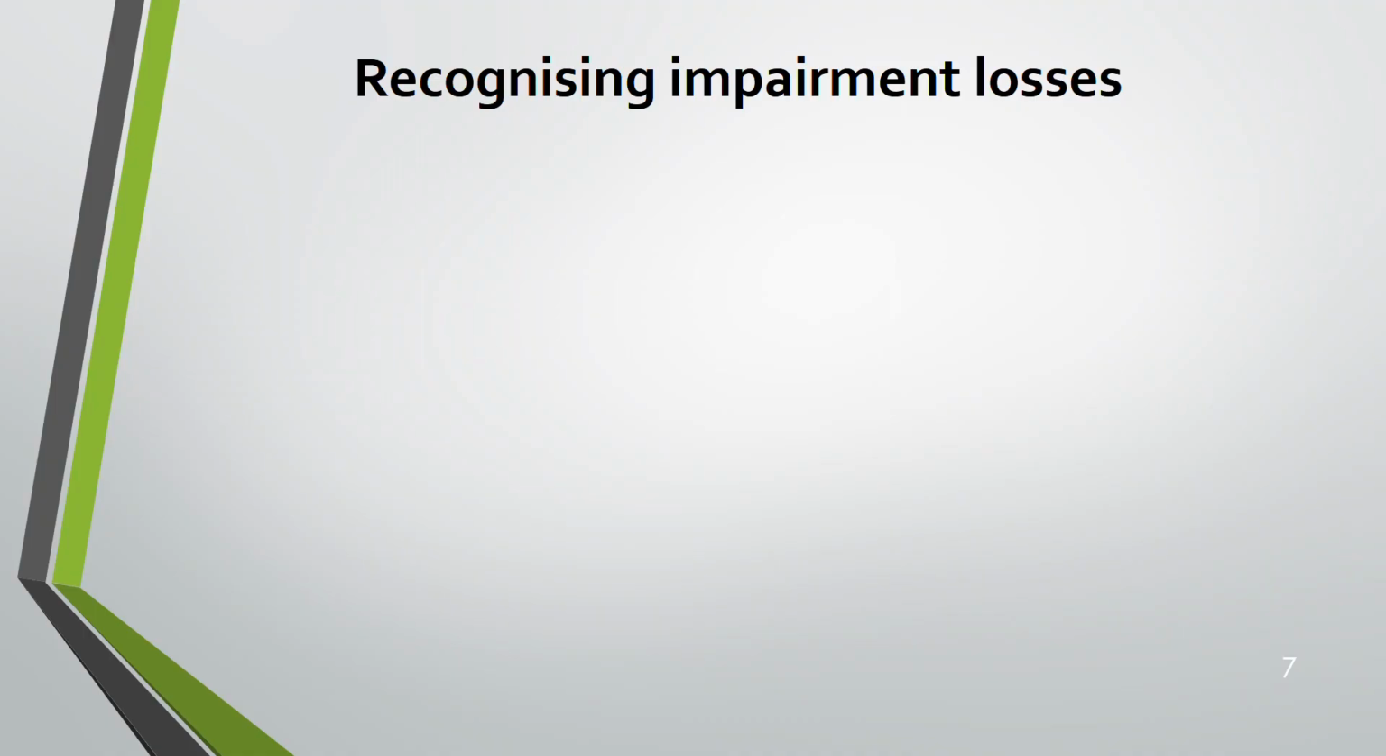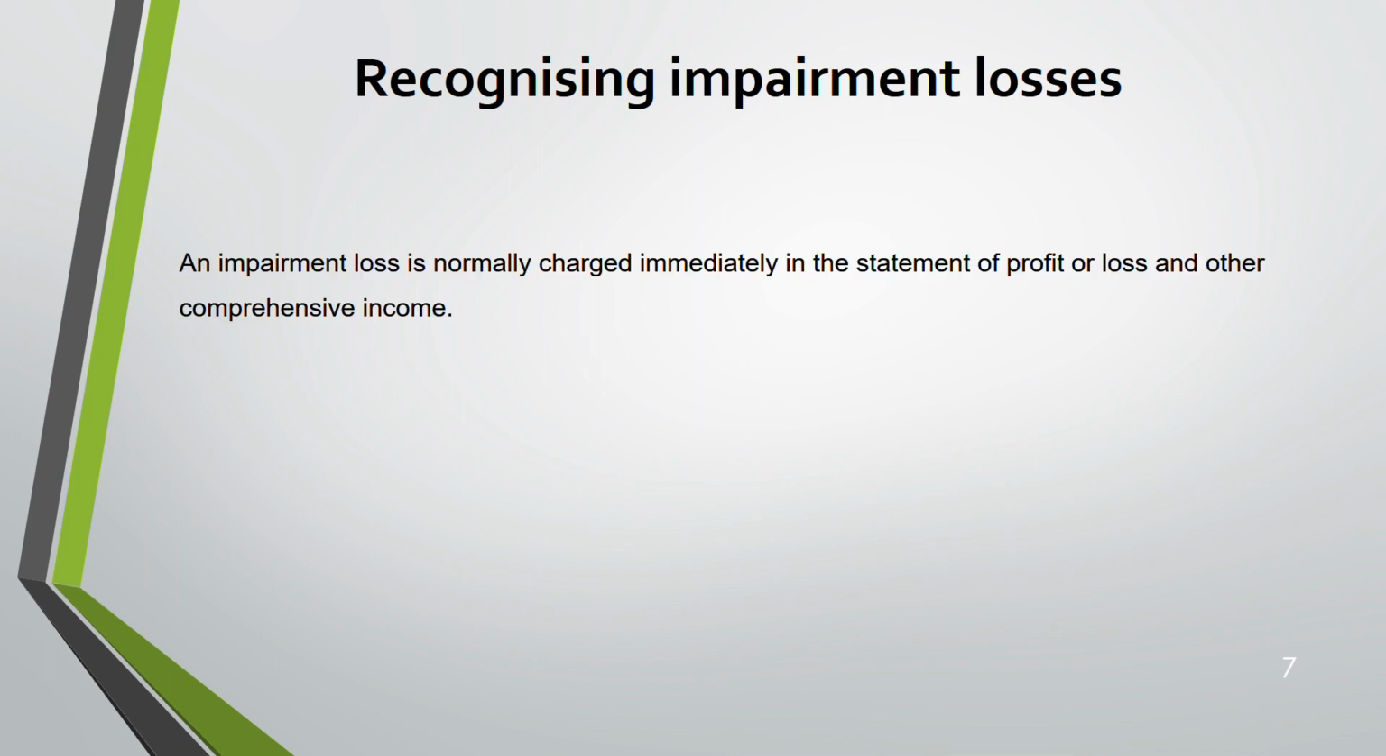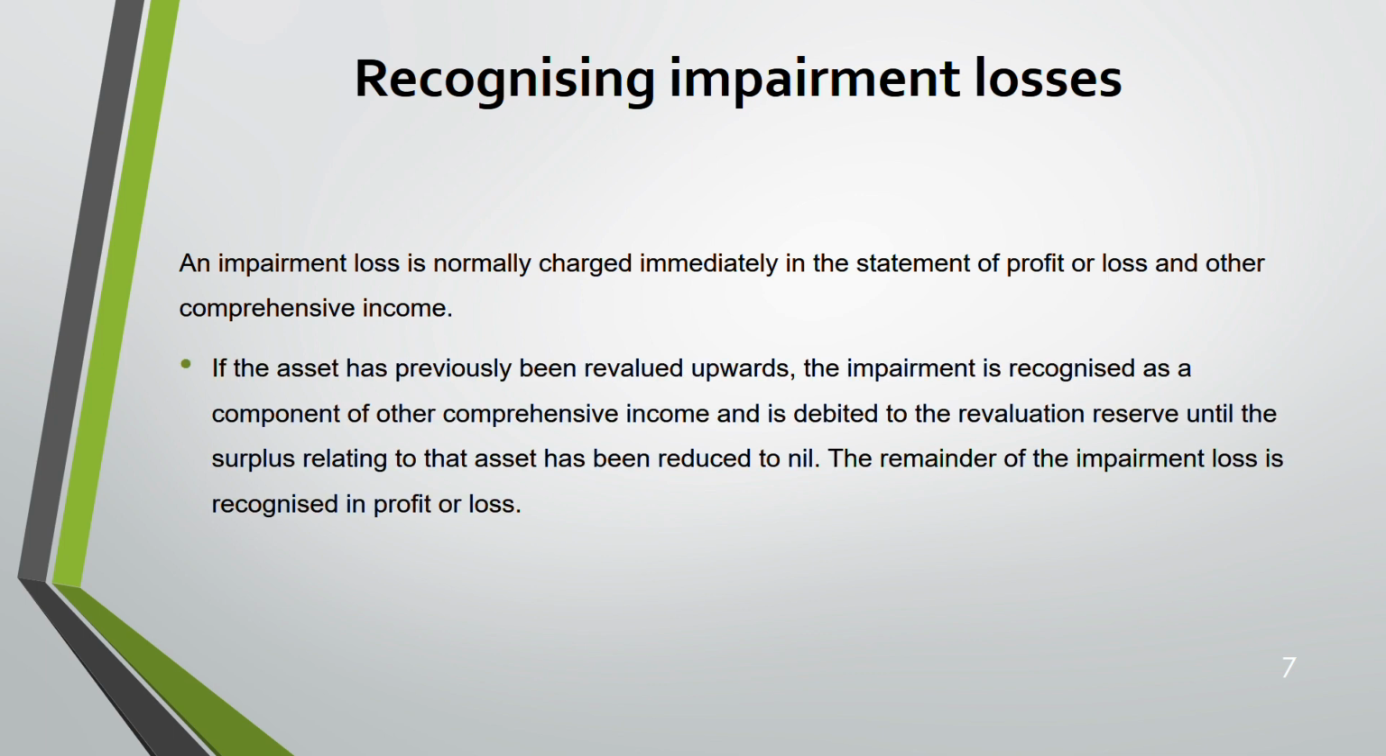Now we are moving on to recognizing an impairment loss. Impairment losses are charged in the statement of profit and loss and other comprehensive income. Usually the impairment loss goes to profit and loss.